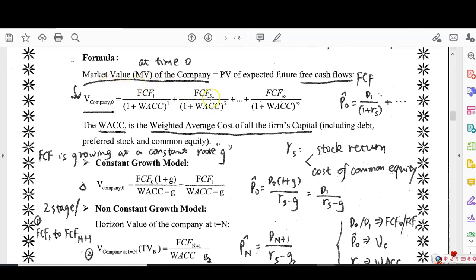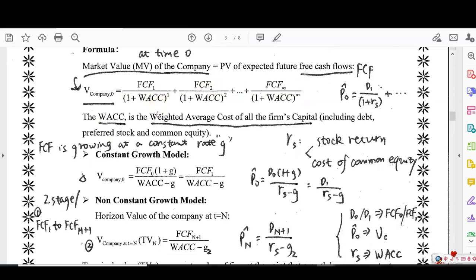Formula: the value of the firm equals the present value of all the expected future free cash flows. So we have V company 0, the value of the company today, equals all the free cash flows from free cash flow 1 to 2 to infinity, discounted by 1 plus WACC.